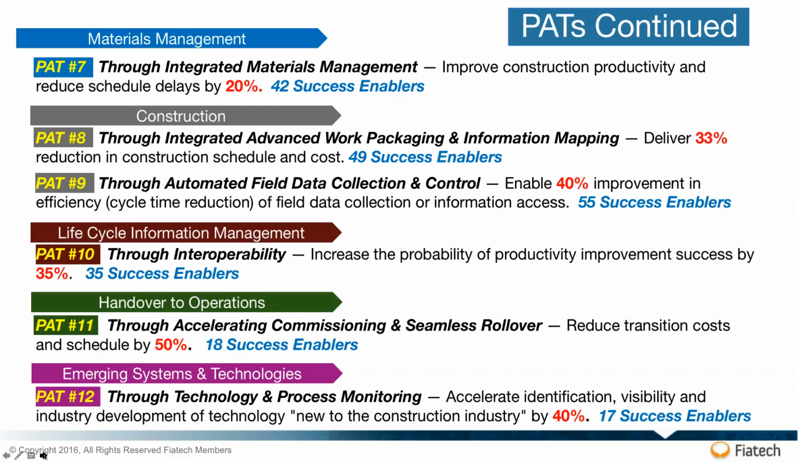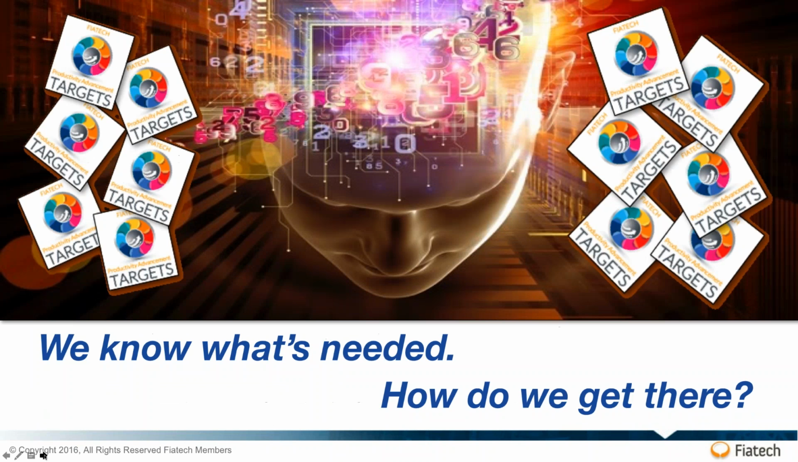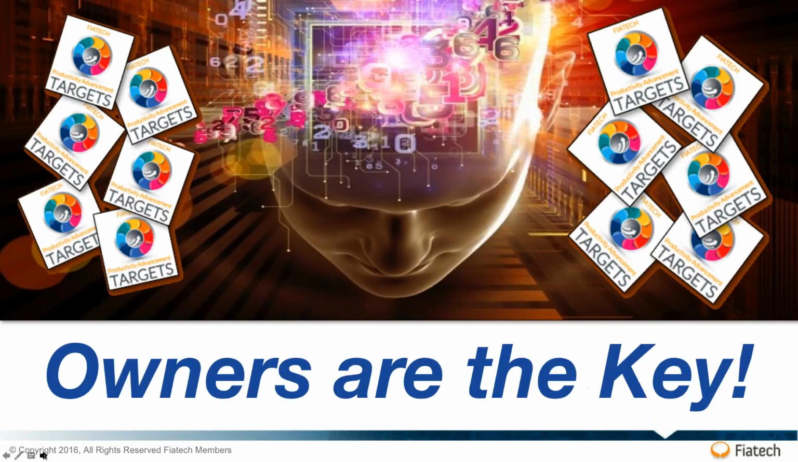So there's a lot of success enablers within all of these productivity advancement targets that relate to the high performing teams and organizations that I've been talking about. I've kind of touched on this already, but we have 12 productivity advancement targets. We've scrutinized and developed success enablers related to that. And now the question is how do we get there?